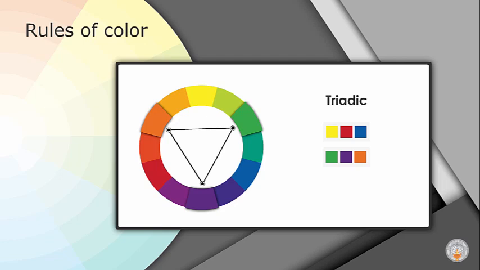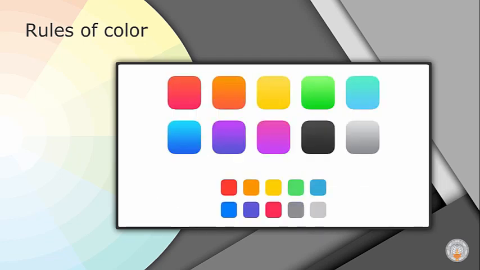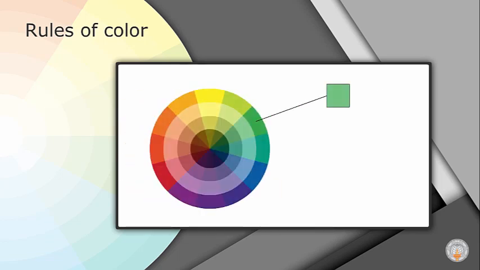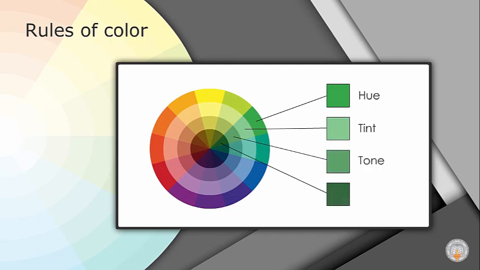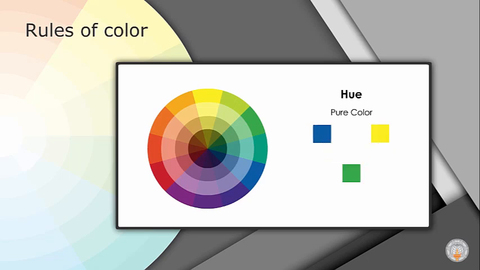Now that you know about the color wheel and color harmony, let us go ahead and learn about the anatomy of color swatch. The anatomy of color swatch includes hue, tint, tone and shade. Hue is just another word for color or shade of a color. Hue is also defined as pure color or a mixture of two pure colors.